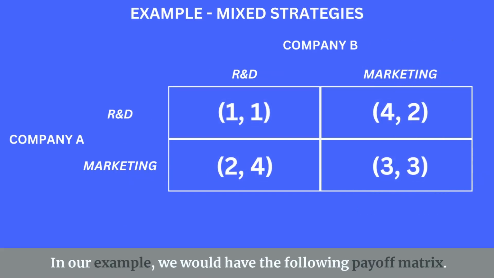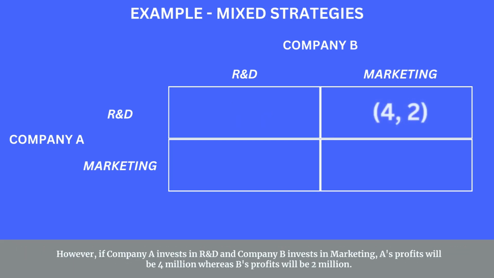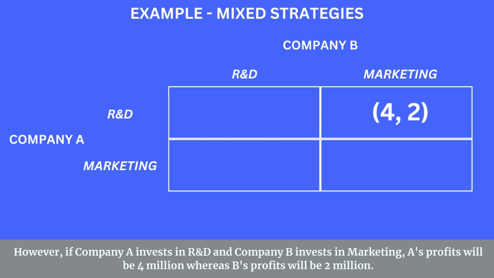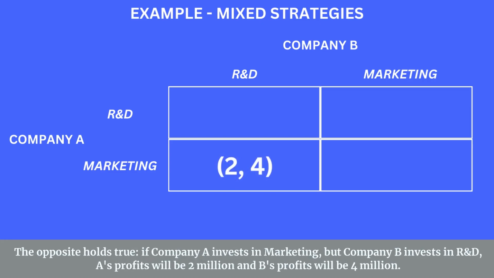In our example, we would have the following payoff matrix. If both companies invest in R&D, both will have $1 million in profits each. Conversely, if they both invest in marketing, their profits will be $3 million each. However, if Company A invests in R&D and Company B invests in marketing, A's profits will be $4 million whereas B's profits will be $2 million. The opposite holds true. If Company A invests in marketing, but Company B invests in R&D, A's profits will be $2 million and B's profits will be $4 million.